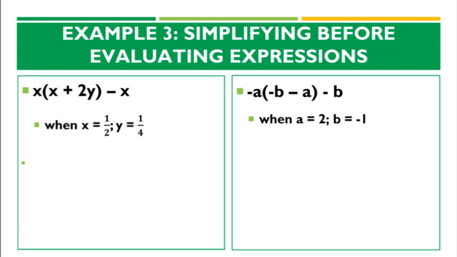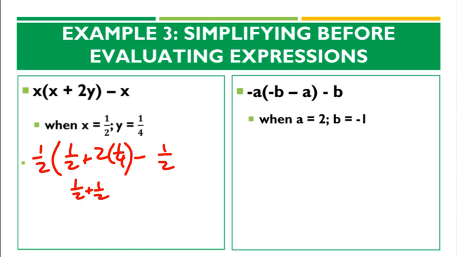Next problem. Plug in half for x and 1/4 for y. So we have half times (half plus 2 times 1/4) minus 1/2. So 2 times 1/4 is just half. 1/2 plus 1/2 equals 1. So that's what I have in parentheses, times half, minus half. So half times 1 is half. Half minus half is 0. So our answer would be 0.